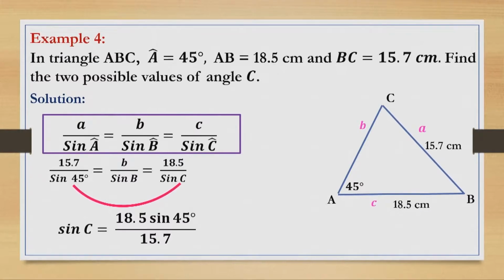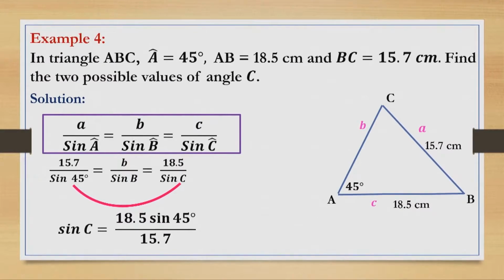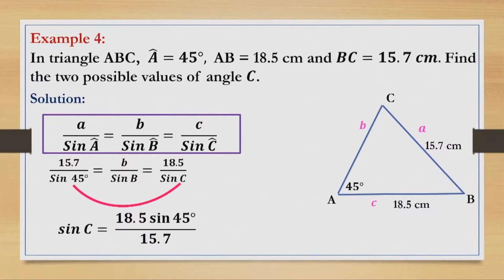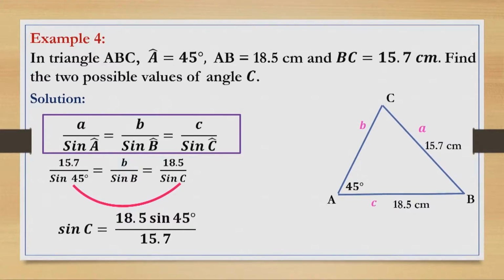But I have been asked to find two possible values. So you will remember that sine of an acute angle is also equal to sine of 180 degrees minus this acute angle. For example, sine of 30 degrees is also equal to sine of 180 degrees minus 30 degrees. That is, sine 30 degrees is equal to sine of 150 degrees. Similarly, sine of 60 degrees will be equal to sine of 120 degrees.